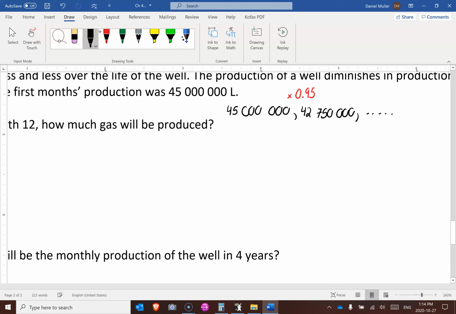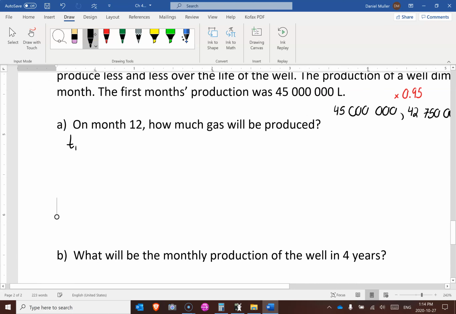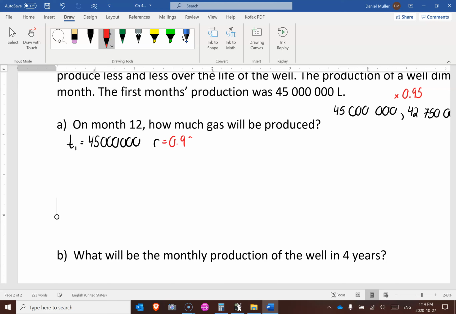And so it's going to keep going like this. So it's helpful to do that just so that we can figure out, well, what's our T1? Well, our T1 is 45 million. And what's our R? Well, our R is 0.95. Not maybe intuitive, because you think it might just be 5%, but it's actually, you're keeping 95%.